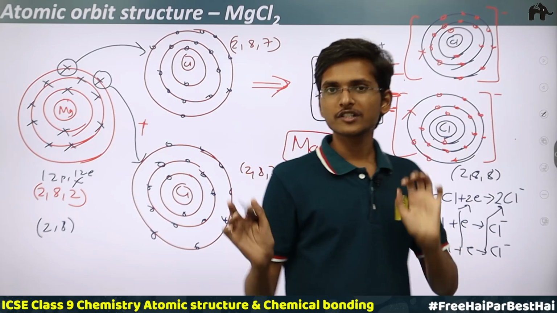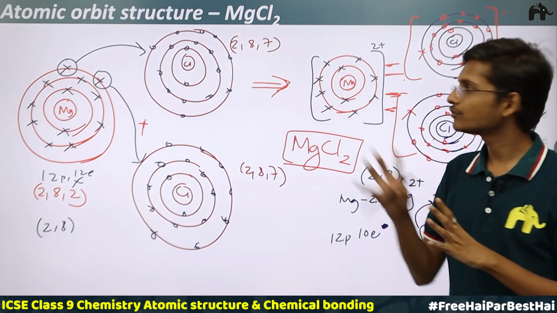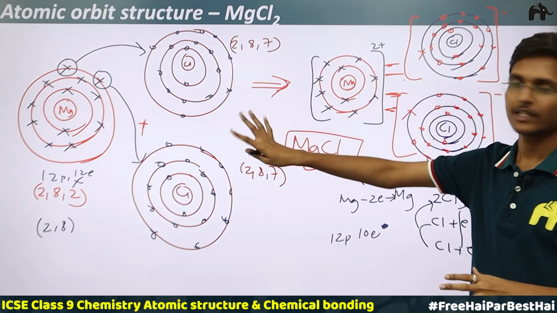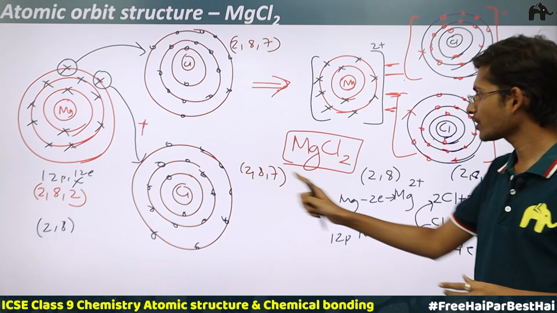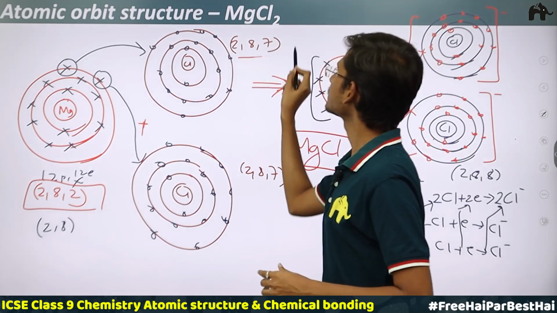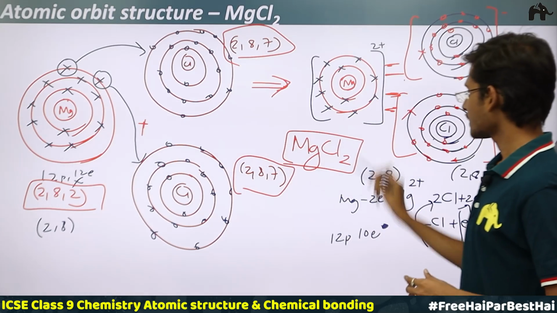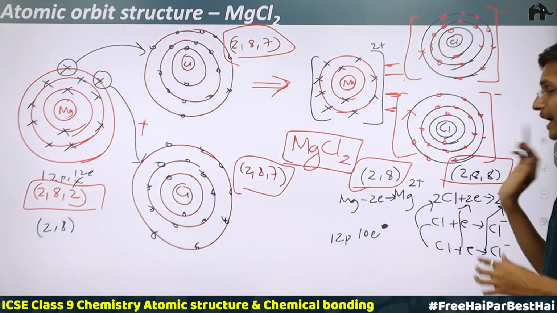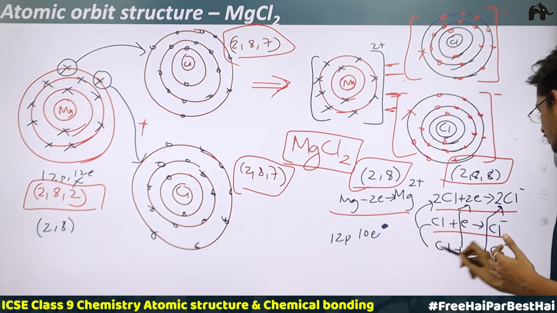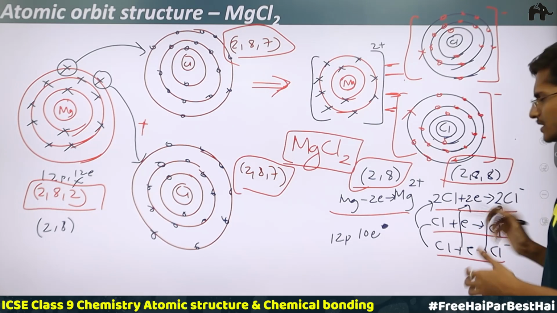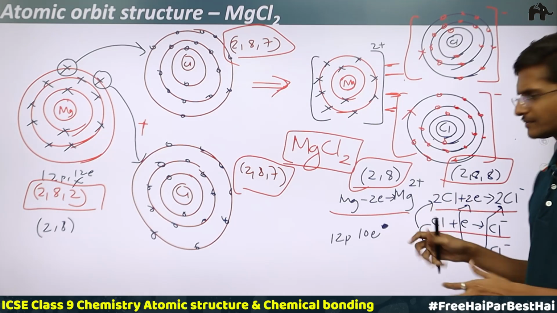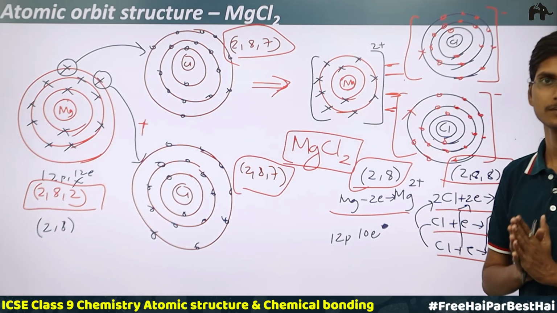How to draw the atomic orbit structures for all the three ionic compounds I have explained to you in depth, as well as what all things to write as well. These structures along with the electronic configurations, which I have already written here, and also the equation. You can write either this or this, anything would do. It's just to help you understand what is actually getting formed.